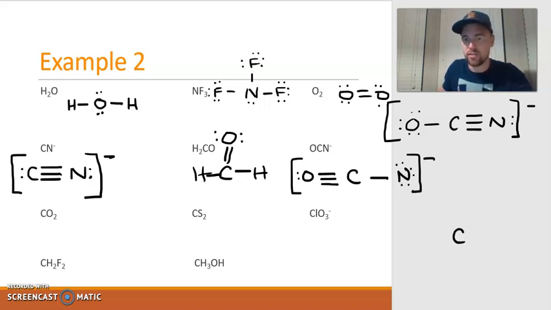Finally, there is actually a third option. So once again, this is what we had before we started doing any double bonds or triple bonds.